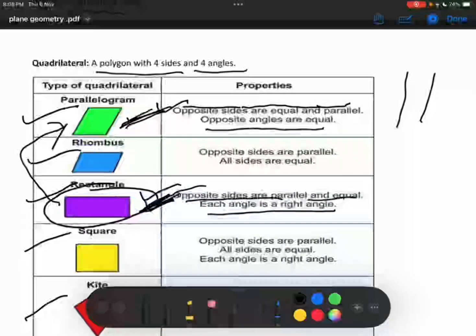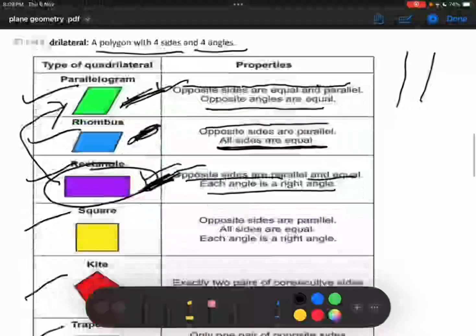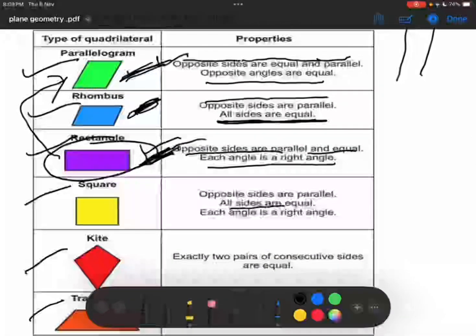Okay, after parallelogram and rectangles, next is rhombus. In rhombus, opposite sides are parallel and all sides are equal. That is very important. All sides are equal. And in square, all sides are equal. So the condition is same as of rhombus, but here one condition is additional. Each angle is a right angle. So you can see here right angle means 90 degrees. So all four angles are 90 degrees. So that is the only difference between rhombus and square. So you can say all squares are rhombus, but vice versa, that all rhombus will be square, that is not true, but all squares are rhombus.